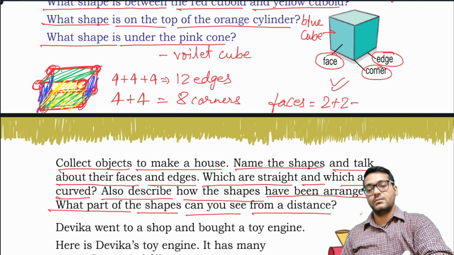2 plus 2 plus 2. 2 at the top and bottom, 2 at the left and right, and 2 in front and back. That is 2 plus 2 plus 2. That is 6.